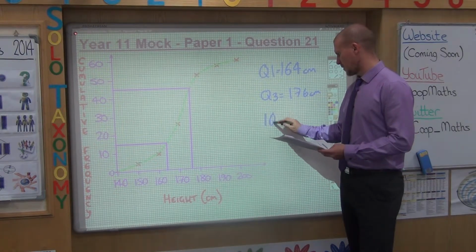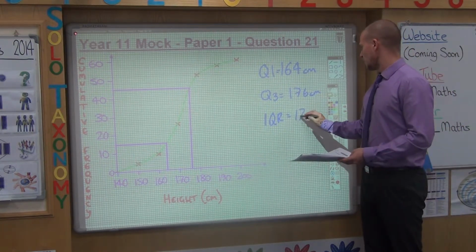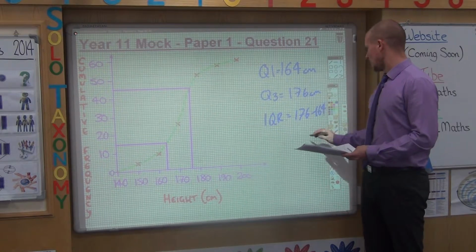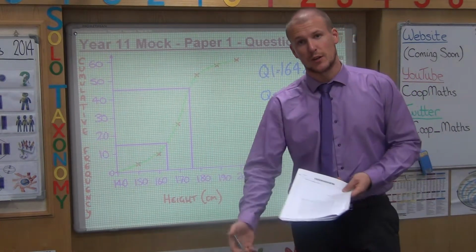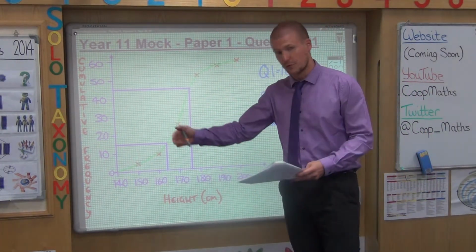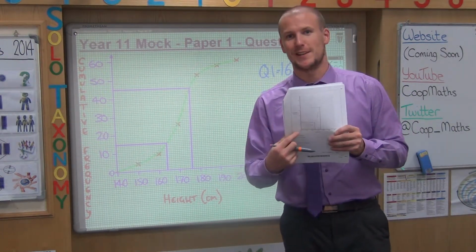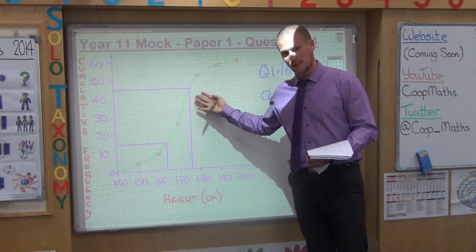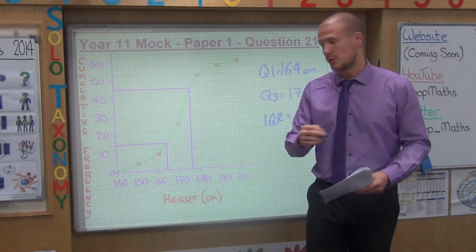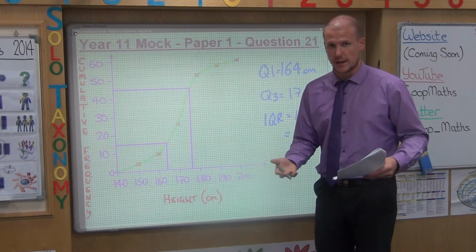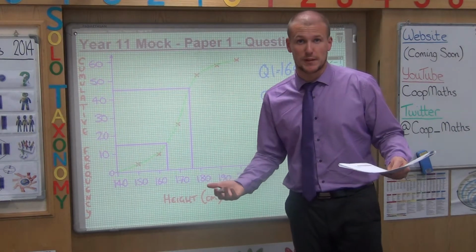The interquartile range is just the difference between the upper quartile and the lower quartile. So 176 take away 164 is going to give me 12. But you might have got 10, 11 or 13, depending on the graph you drew. For example, when I actually drew on this, I got 10, but based on this graph here, I end up with 12. You're never going to get the same answer twice really, because it's all dependent on the curve you drew. So like I said, there's leeway in it, so don't worry if you didn't get that exact answer, or 10. If you got 11, it's probably the right answer.